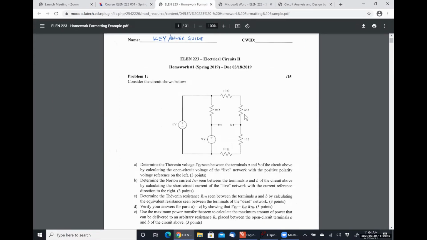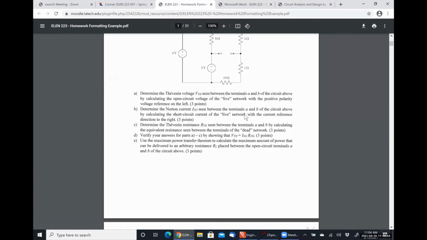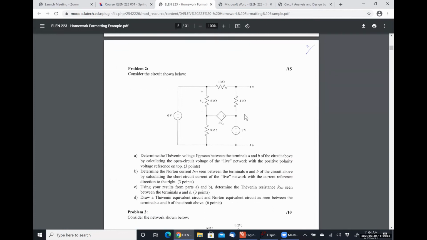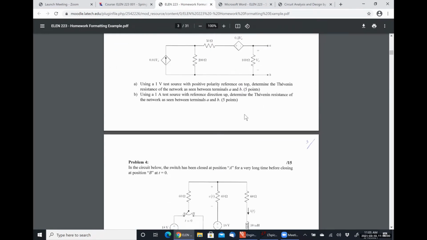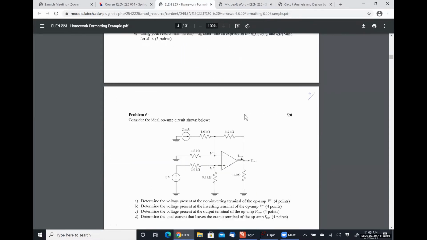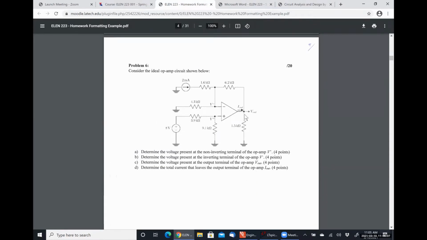Is that you will use the assignment sheet, which is uploaded as a PDF file on Moodle, as your cover pages. So there's problem 1, problem 2 and 3, 4, 5, and 6. So it's just the assignment sheet is the first few pages.